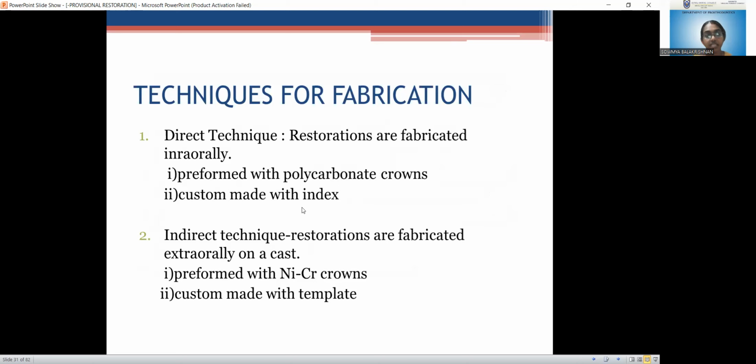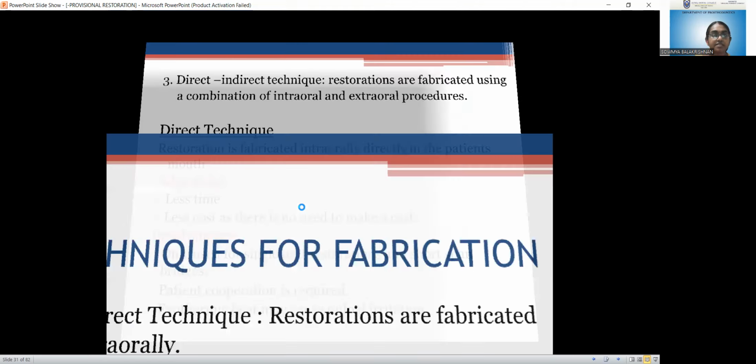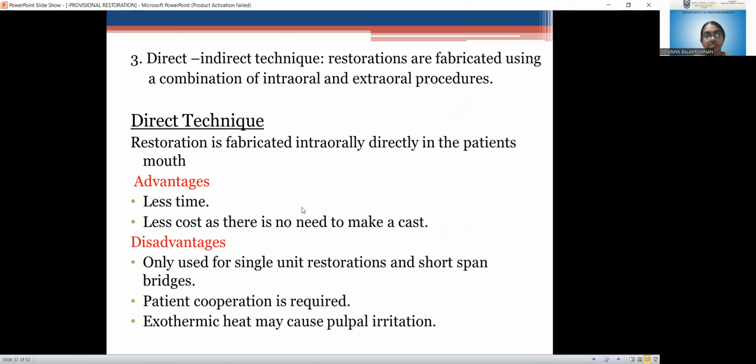So let us see the techniques of fabrication in detail. First is the direct technique, that means the restoration is fabricated intraorally. It is basically divided into two types, that is preformed with polycarbonate crowns and custom made with the index. In the indirect technique, we fabricate extraorally on the cast, and it is also preformed with nickel chromium crowns and custom made with the template. Direct-indirect means it is fabricated using a combination of intraoral as well as extraoral procedures. So let's see the direct technique in detail.